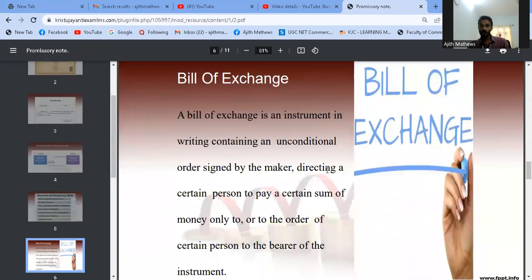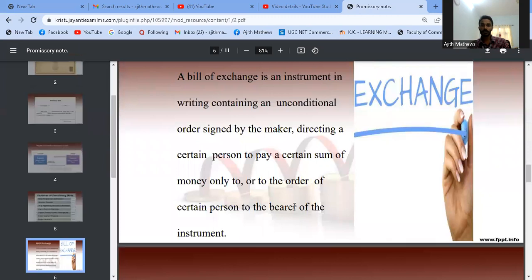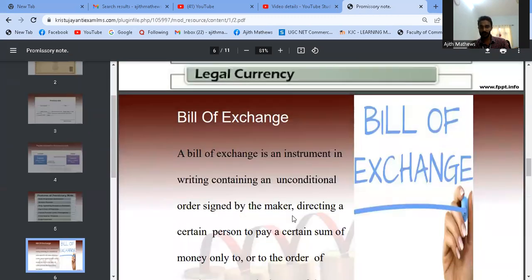The next one is the bill of exchange. In a promissory note, there are two parties, but in a bill of exchange, there are three parties. A bill of exchange is an instrument in writing containing an unconditional order signed by the maker, directing a certain person to pay a certain sum of money only to, or to the order of, a certain person or to the bearer of the instrument. So a bill of exchange is an instrument in writing.